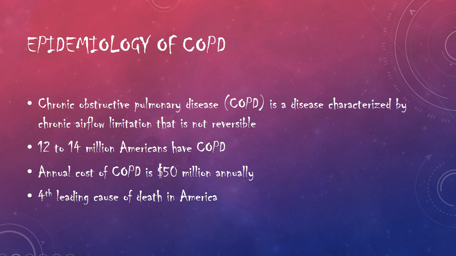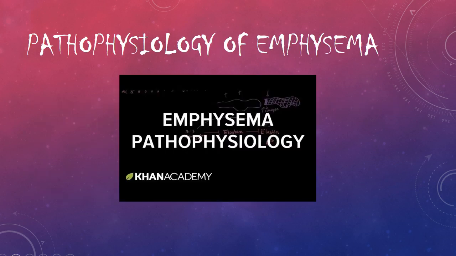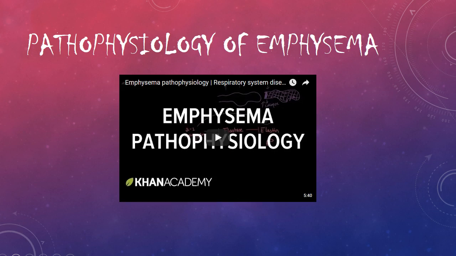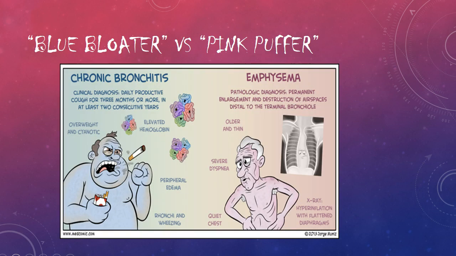So COPD, please remember that COPD is not reversible. It is characterized by chronic airflow limitation. It's the fourth leading cause of death here in America. It costs our healthcare system over $50 million every year, and up to 14 million people have COPD. These are little Khan Academy videos that I think are great that discuss the pathophysiology of emphysema and chronic bronchitis, to help you understand the difference.